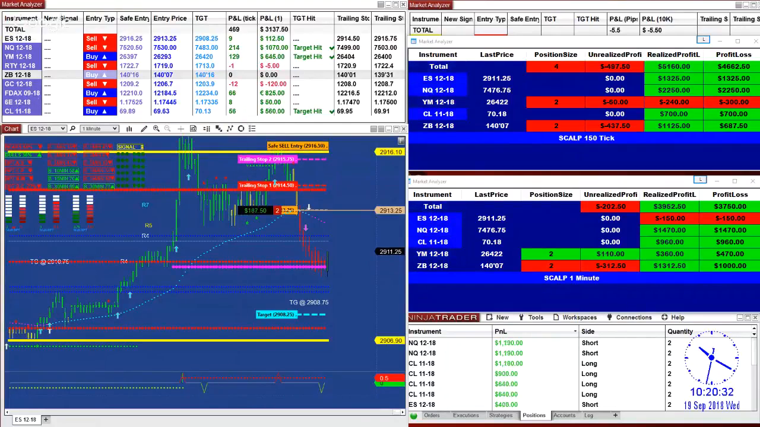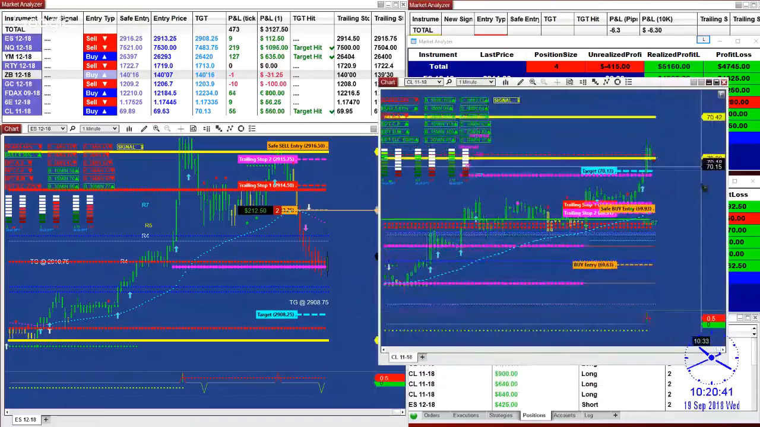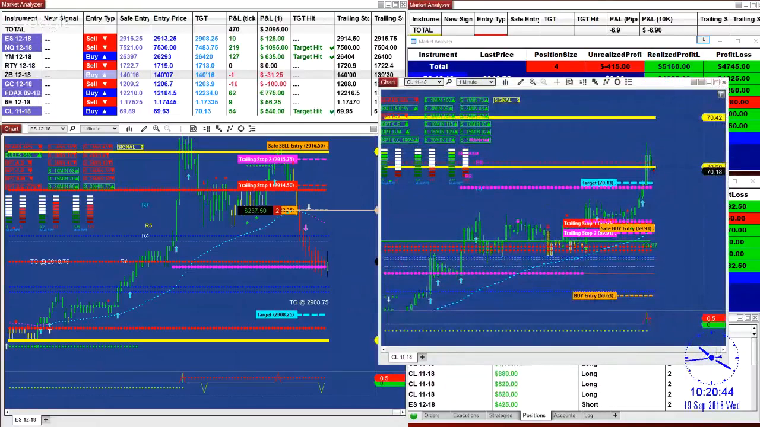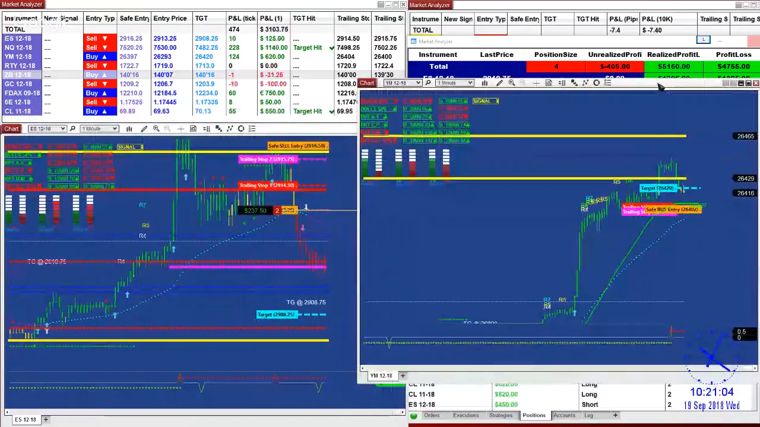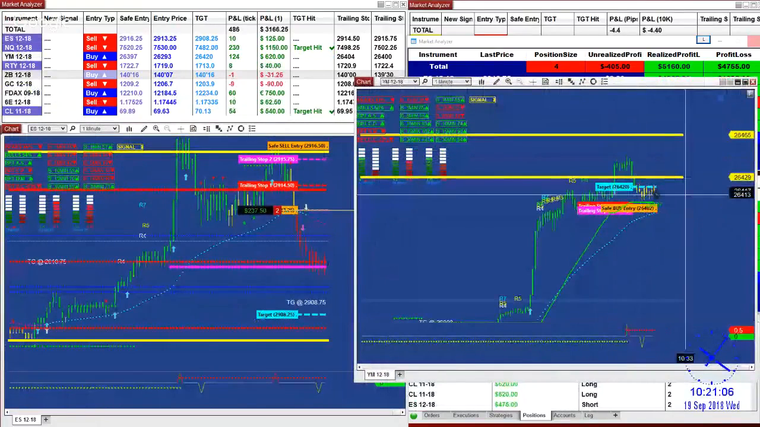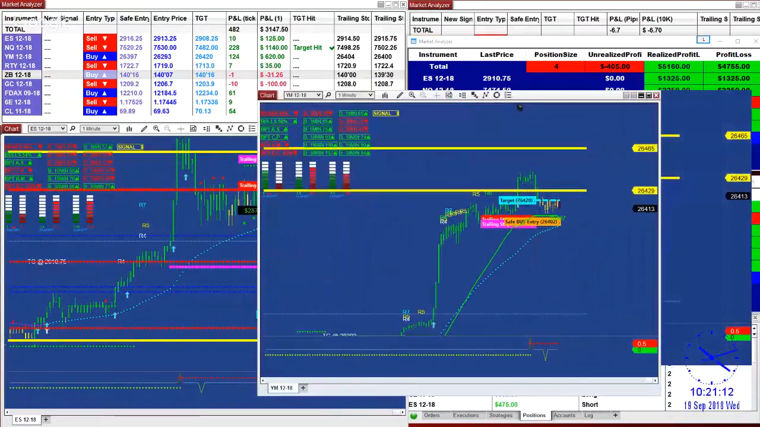Let me see if we can find any trade. The target on the CL has already been hit, and let me see if I can find a reversal on the CL. But the target is already hit and way above the target, so there is nothing we can do. ES, we are already running. The YM has already hit the target, it is finished. We are waiting on a new signal.